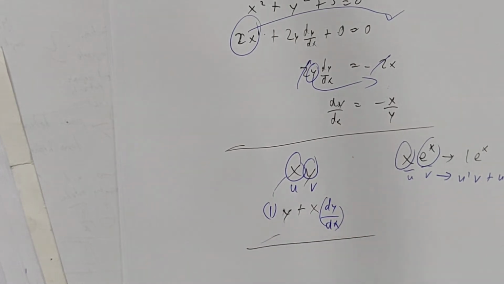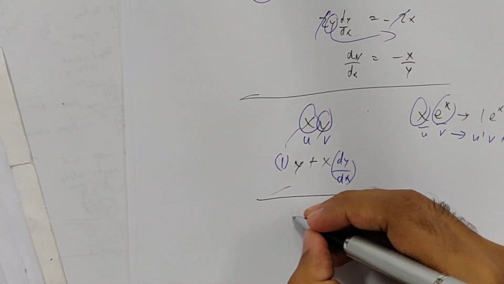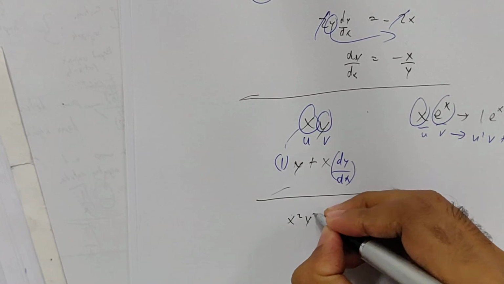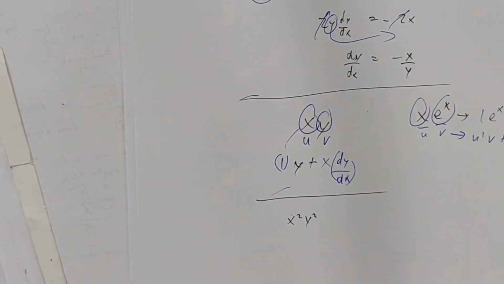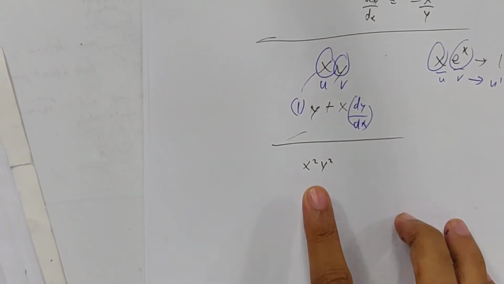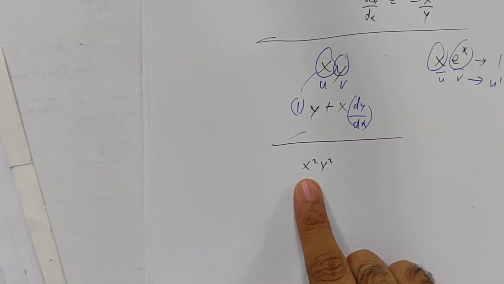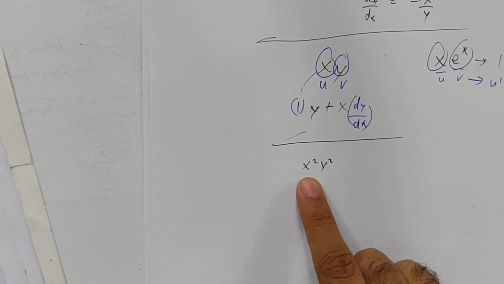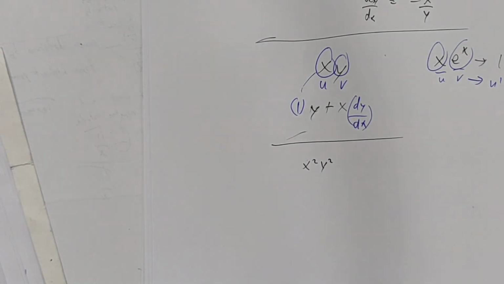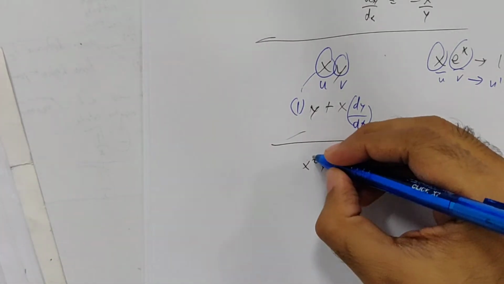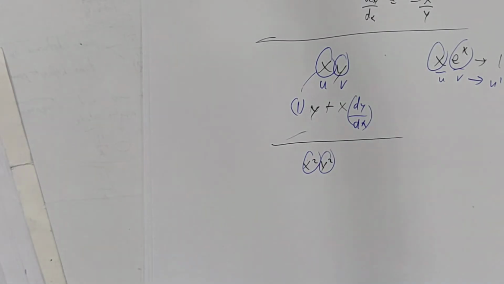Now next one. Differentiate x squared y squared. Want to give it a try? Try now. Can I differentiate this straight away? I must use what? Product rule. Give it a try.